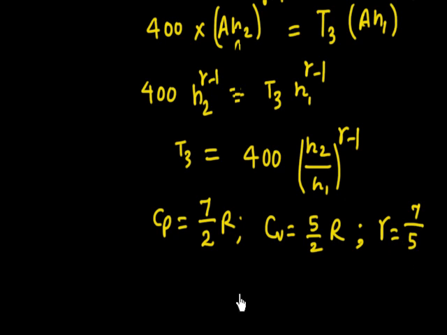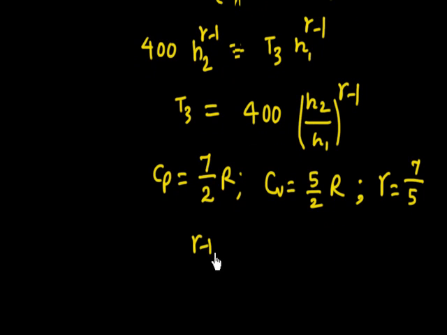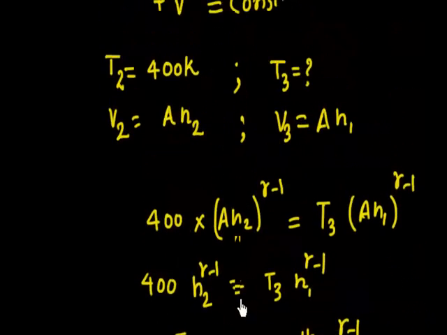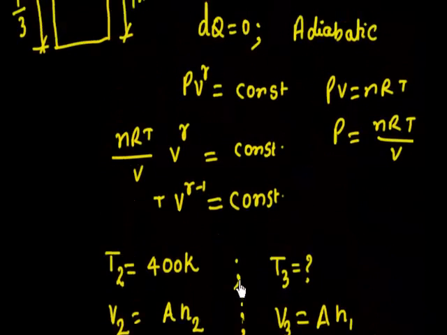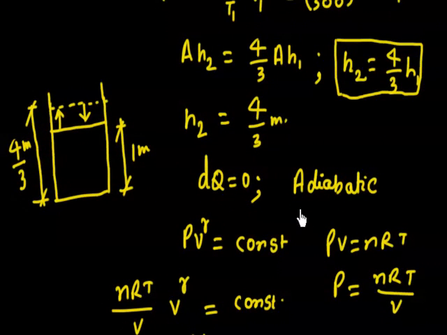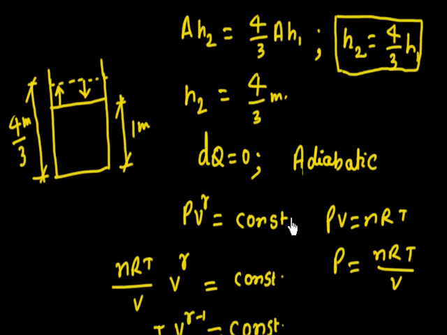Are you getting or not? So what is gamma minus 1? Gamma minus 1 is 7 by 5 minus 1. So simply this is 2 by 5, that is 0.4. And what is H2 by H1? We have already calculated H2 by H1 in the first part. So H2 by H1 is 4 by 3. You check here, H2 is equal to 4 by 3 H1. So H2 by H1 is 4 by 3.